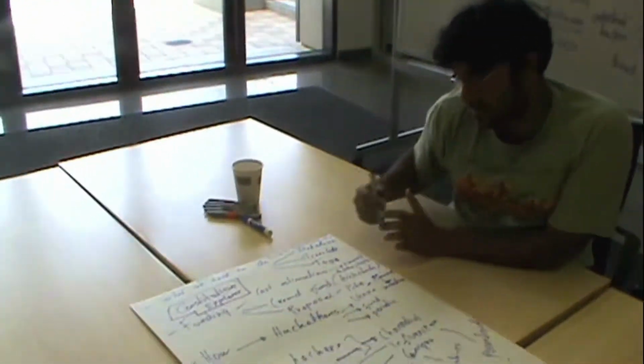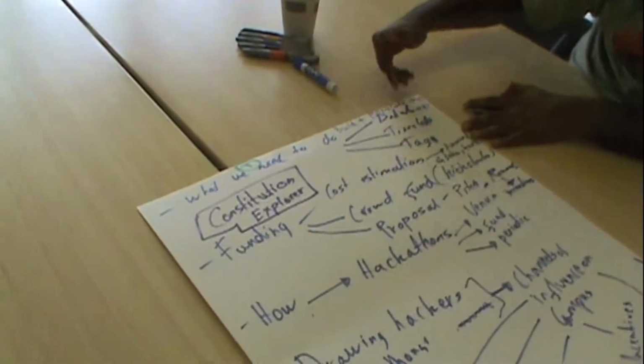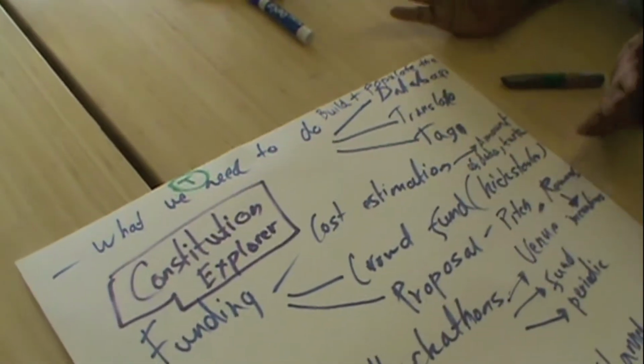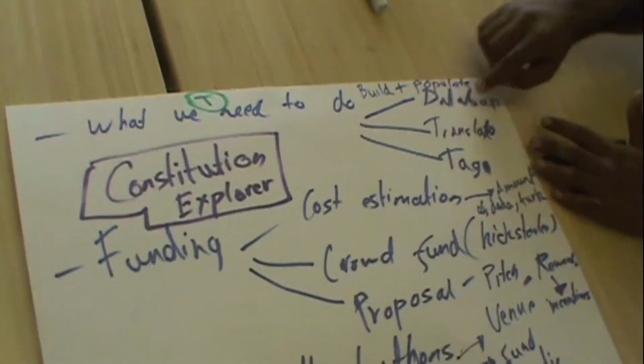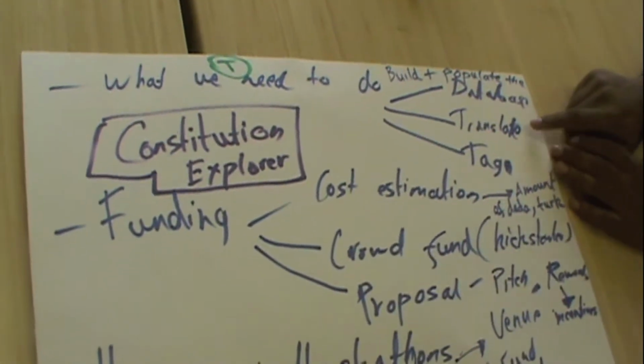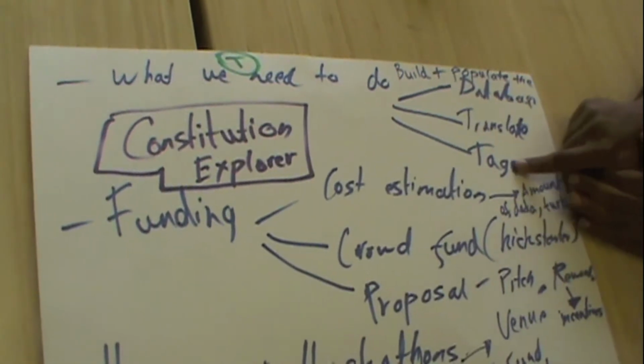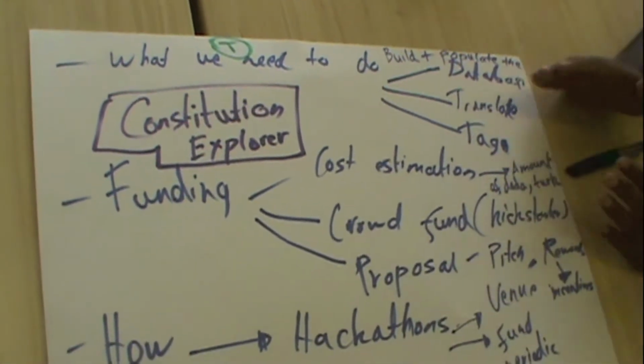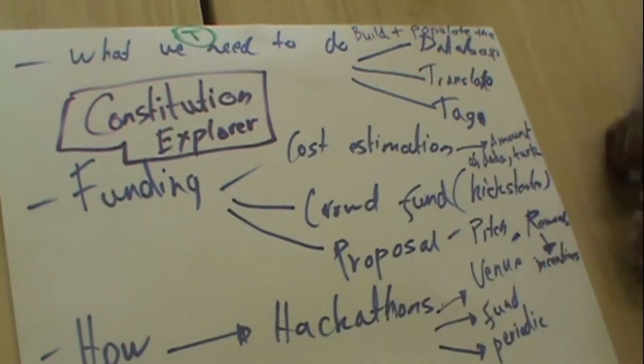On the tech front, what we essentially need to do is build and populate a database of all the existing constitutions. We'll start with a prototype of 10 constitutions from wiki sources. We want to translate these constitutions into Arabic, and we want to be able to tag this by area of interest, say women's rights or human rights across the constitutions, so people can easily search through it.